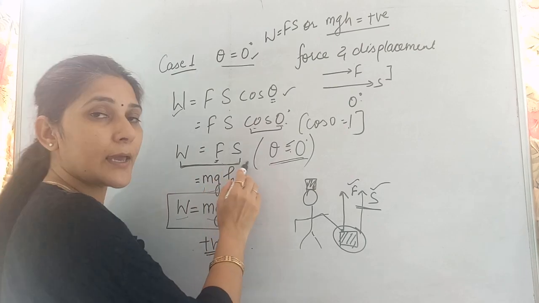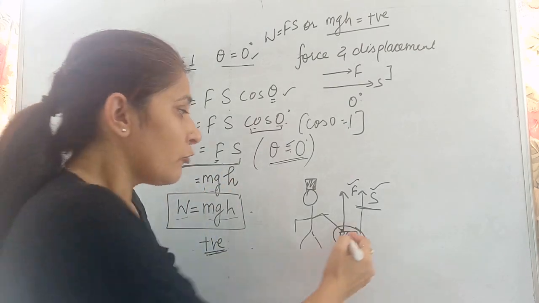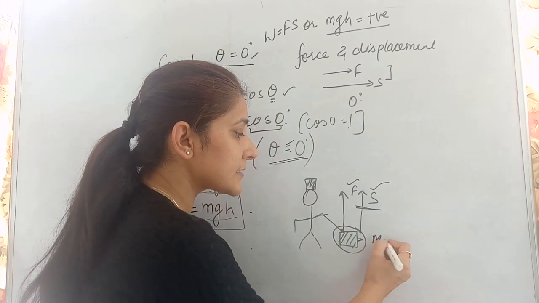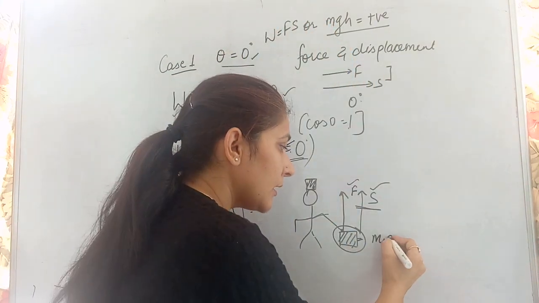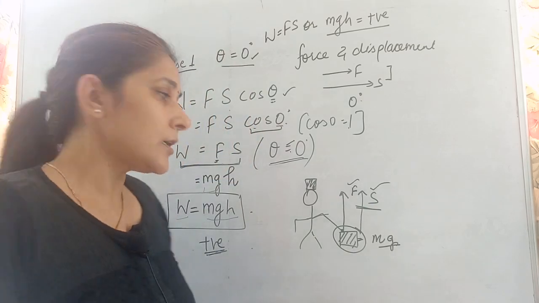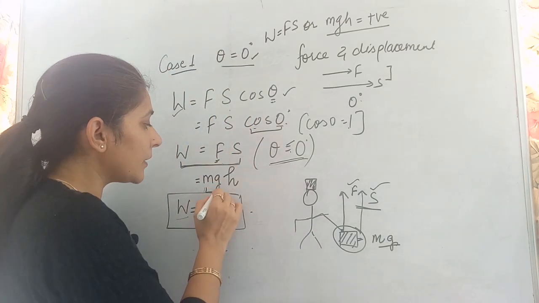Work done will be given by F into S. Same way, whatever is the mass of the box, that is m, against the gravitational force I am doing work. So g is acceleration due to gravity here. So again F is given by m into g.